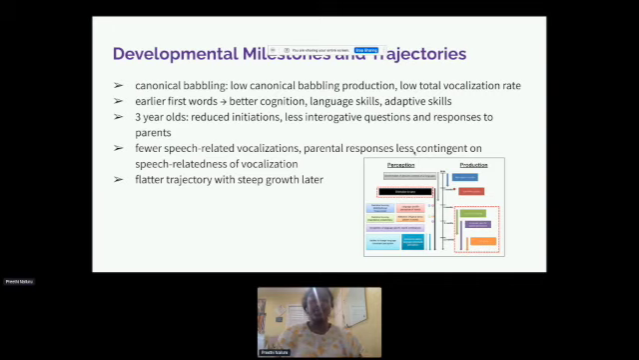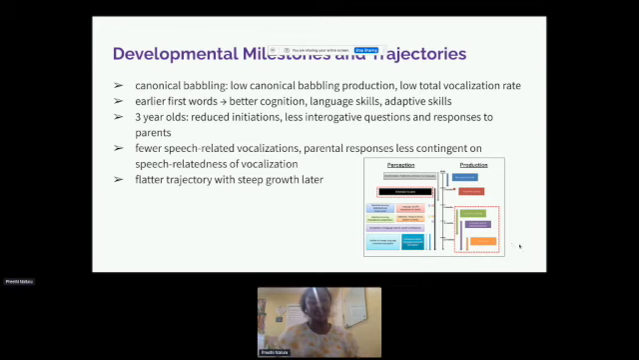Children with autism also show a flatter trajectory with a steep growth later, even though they show the same number of words in each grammatical category, like nouns and verbs. This shows that they struggle more with the social aspects of communication than they do with the rules of grammar.